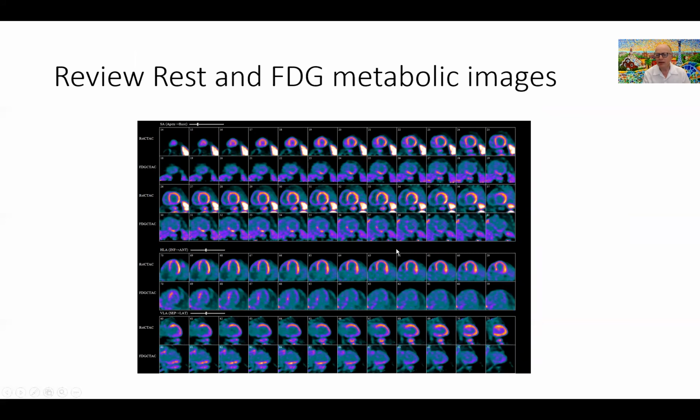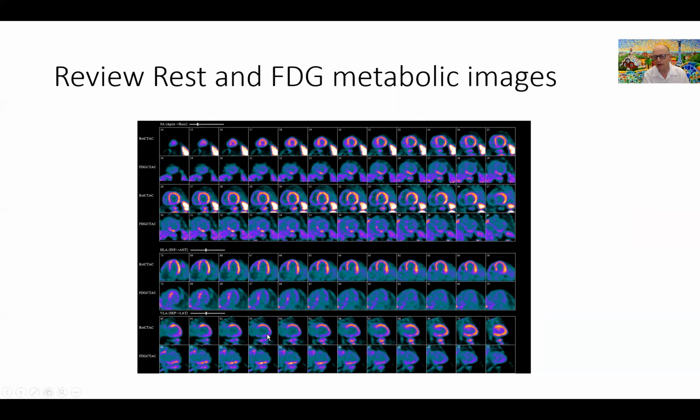The next images here are the FDG images. To simplify my life and make it easy, I get rid of the stress images and just look at the rest images and the FDG images. So here are the rest images now shown on top and the FDG images on the bottom. And right away, you can see this puzzle piece that was missing here in the inferior wall in the perfusion images now is filled up by FDG. Again, you can see it best here in the vertical long axis.